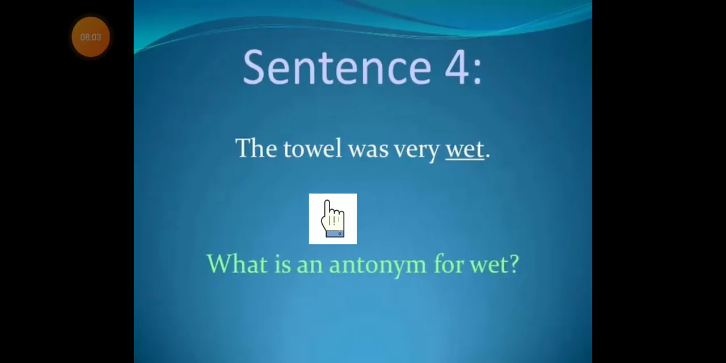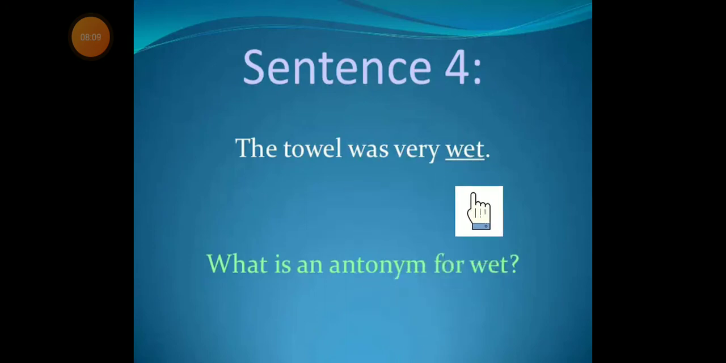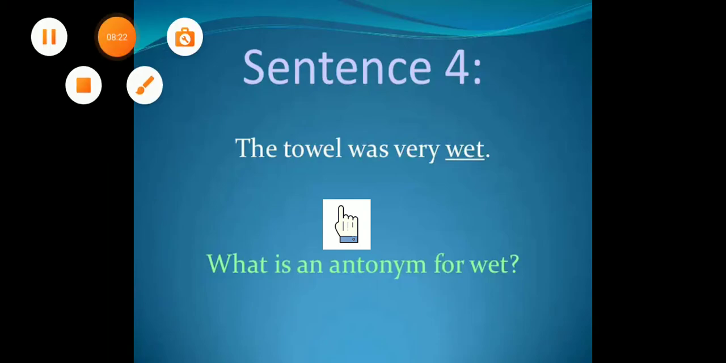Okay, now coming to sentence 4. The towel was very wet. So the antonym of wet is dry. Good. Then this is all about it. We have done the exercise related to antonyms and synonyms. Let's discuss what is there in the coming slide.